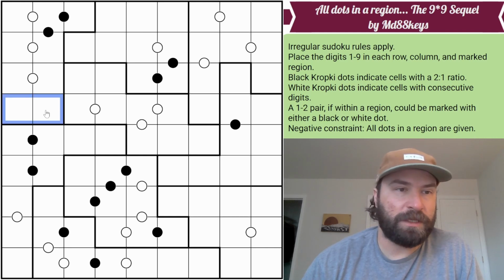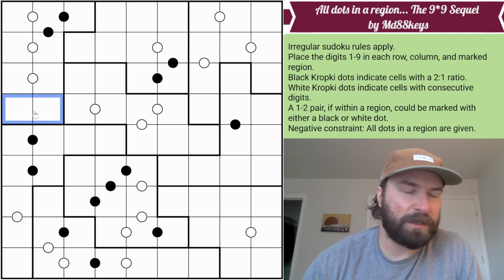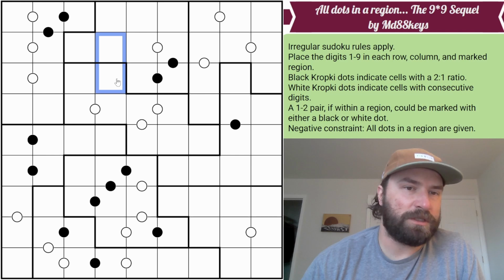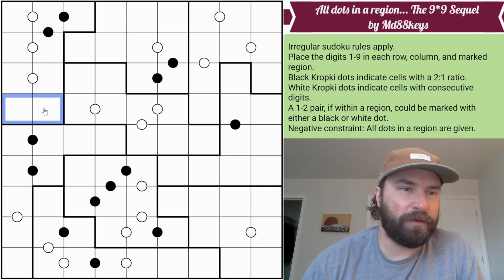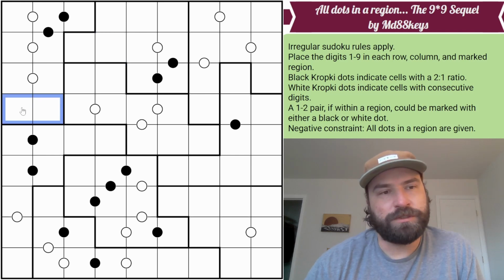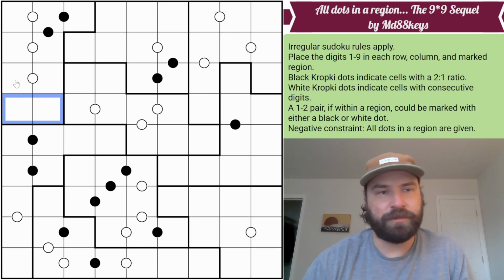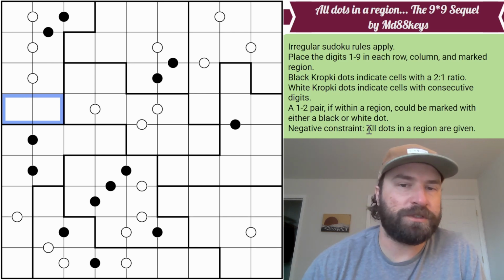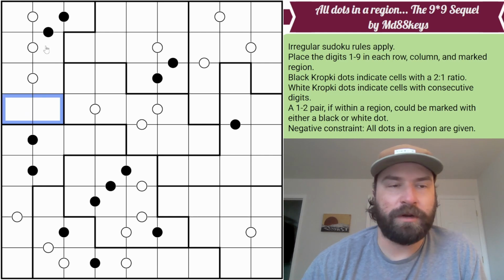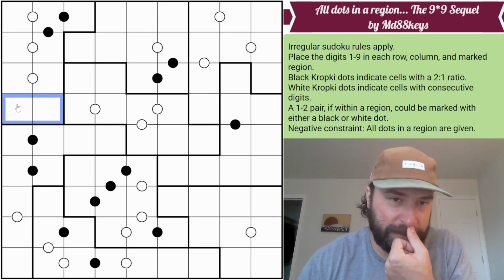Okay, so these 2 digits could not be consecutive, basically, is what that's saying, right? Because these 2 digits are in the same region, and there would be a dot between them if they were consecutive digits. I think these 2 can be consecutive because they're in 2 different regions. But inside of a region, if numbers are in a 1-to-2 ratio or consecutive, they should have a dot between them. And it specifies that a 1-2 pair could be marked with a black or a white dot because those are both, it could be either one, right? Those are consecutive and they're in a 1-2 ratio.